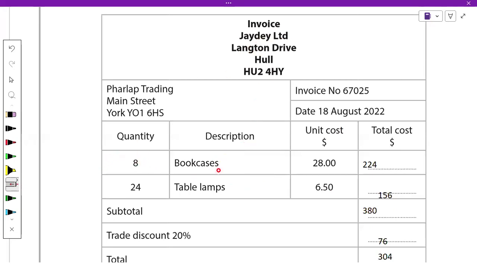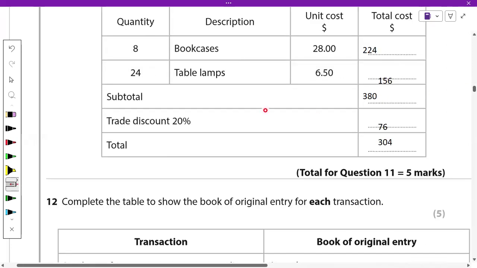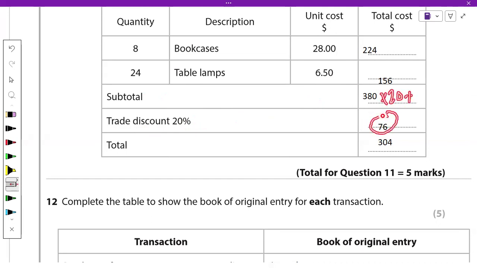So we purchased bookcases, which are 8 in quantity, and the unit cost is $28. So 8 multiplied by 28, which is 224. And we purchased table lamps, which are 24 in quantity, and the unit cost for the table lamp is 6.50. So multiply 6.50 by 24, and we have the total cost for the table lamps, which is 156. So altogether the subtotal is 380, and there is a trade discount of 20%. So multiply 380 by 20%, and you have $76 as the trade discount. So it means that in total you have to pay 304.